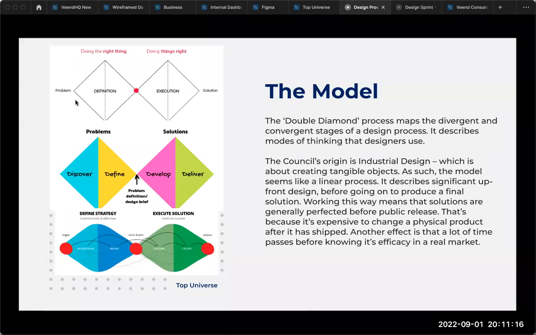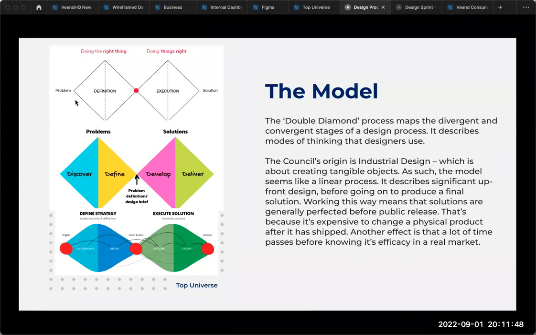Now, the double diamond process, as I said, was gotten from design thinking, and it was mapped out by the British Design Council. These guys' roots are from industrial design. When we're talking about industrial design, we can be talking about sculpturing, painting, anything design. It doesn't have to be product design, it doesn't have to be interface design, right?